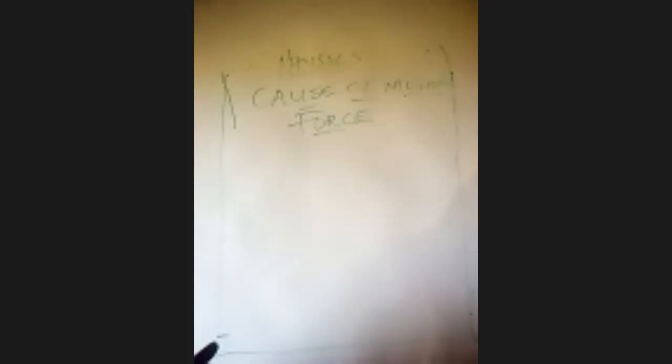So a body must react to something before it can move from its state of rest. That thing that causes a body to move from its state of rest is what we refer to as what? Force. So such an agent that changes or tends to change the state of rest or of uniform motion in a straight line of a body is called force.